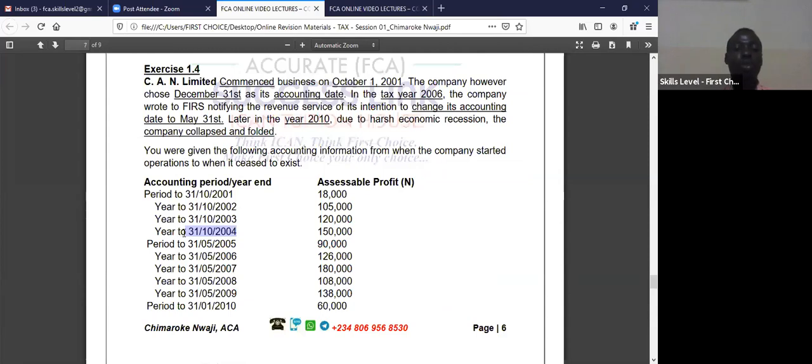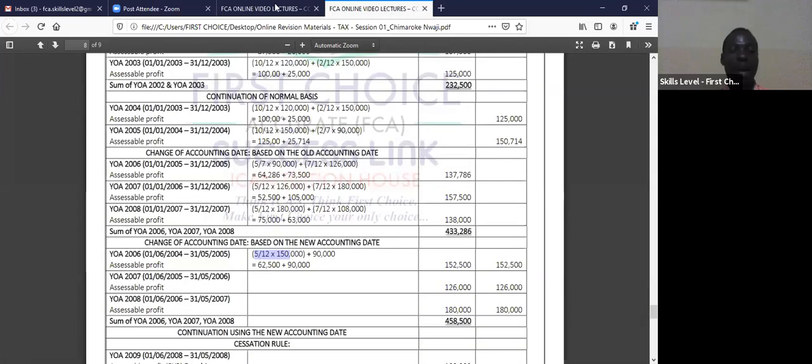So June, July, August, September, October 2004, where it ends. It's 5 months. So we are taking 5 months out of 12. That is what we did here. 5 months out of 12 of 150 gives me 62,500. Now, we now deduct October.